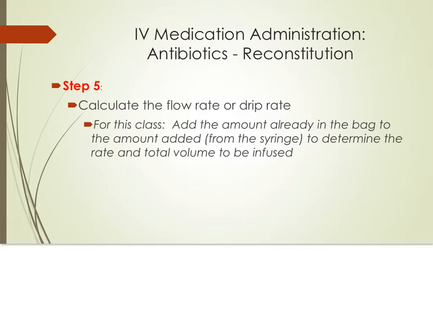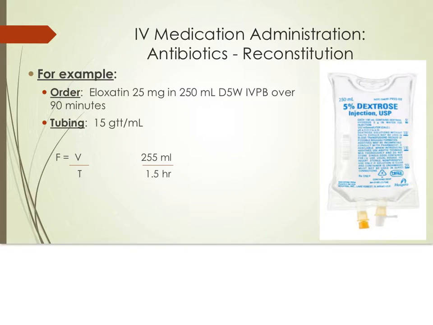Before heading to the patient's room, it is a good idea to calculate what the flow rate or drip rate will be. For this class, add the amount already in the bag to the amount added from the syringe to determine the rate and the total volume to be infused. Continuing with our scenario, you now have a labeled bag that contains 25 milligrams or 5 mils of Alexatin and 250 mils of D5W, which means the bag now has 255 milliliters.